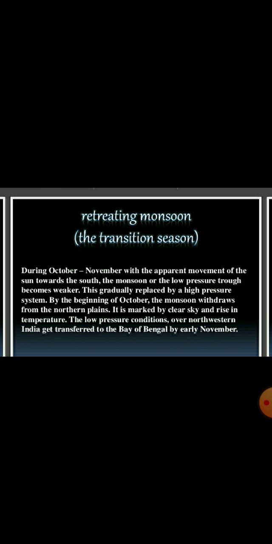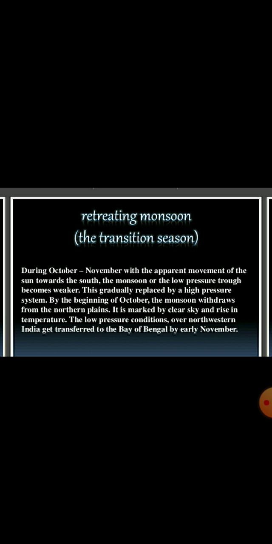By the beginning of October, the monsoon winds move away from the northern plains, and it is marked by clear sky and a rise in temperature. The low pressure conditions over northwestern India get transferred to the Bay of Bengal by early November. The striking feature of the transition period is October heat.